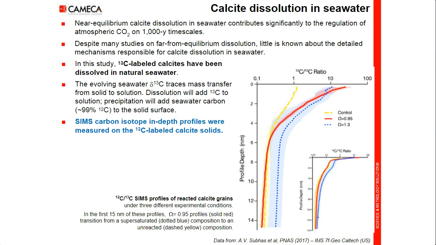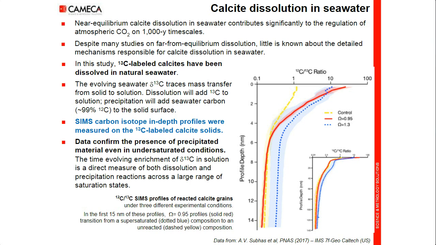Data confirm the presence of precipitated material even in undersaturated conditions. The time evolving enrichment of delta 13 carbon in solution is a direct measure of both dissolution and precipitation reactions across a large range of saturation states.